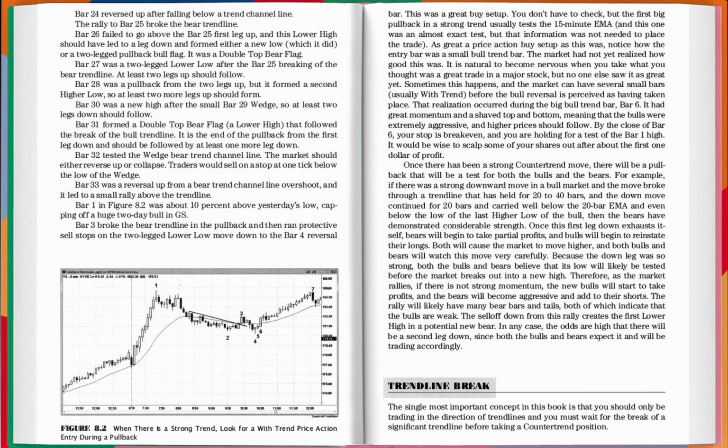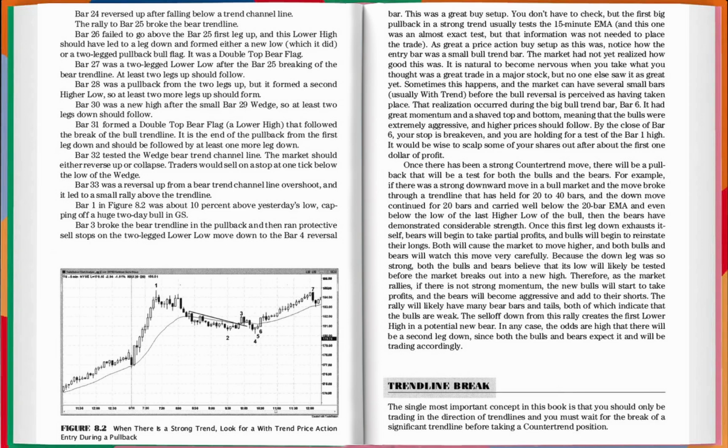Once there has been a strong counter-trend move, there will be a pullback that will be a test for both the bulls and the bears. For example, if there was a strong downward move in a bull market, and the move broke through a trend line that held for 20 to 40 bars, and the down move continued for 20 bars and carried well below the 20-bar EMA, and even below the low of the last higher low of the bull, then the bears have demonstrated considerable strength. Once this first leg down exhausts itself, bears will begin to take partial profits, and bulls will begin to reinstate their longs.